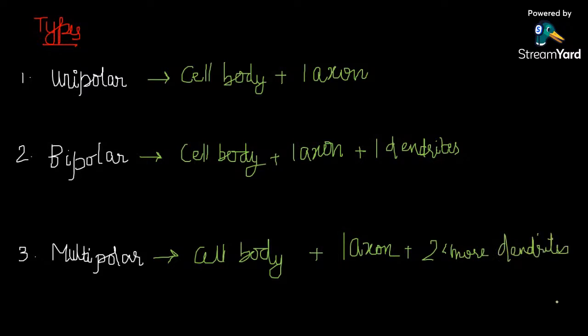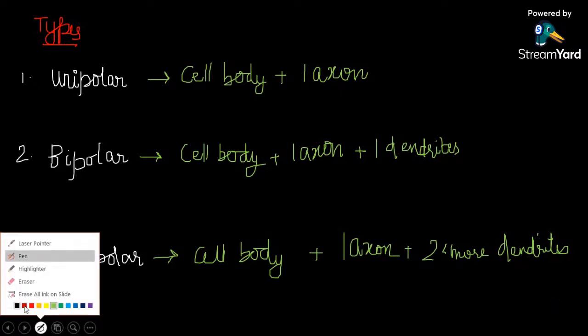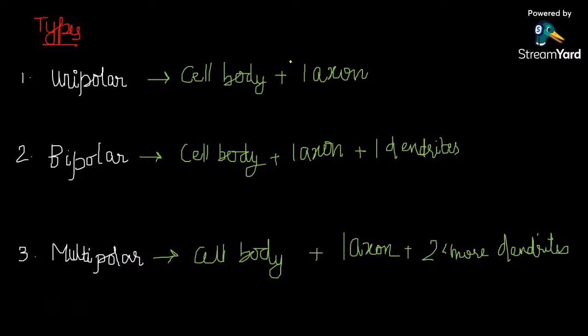So what are the three different types of neurons? Unipolar neuron, that is cell body plus an axon only. Bipolar neuron, cell body plus one axon plus one dendrite. Multipolar neuron means cell body plus one axon plus two or more dendrites. Just have to tell you one more important thing. After that, we will move on with the slides. Unipolar neuron is usually found in the embryonic stage.